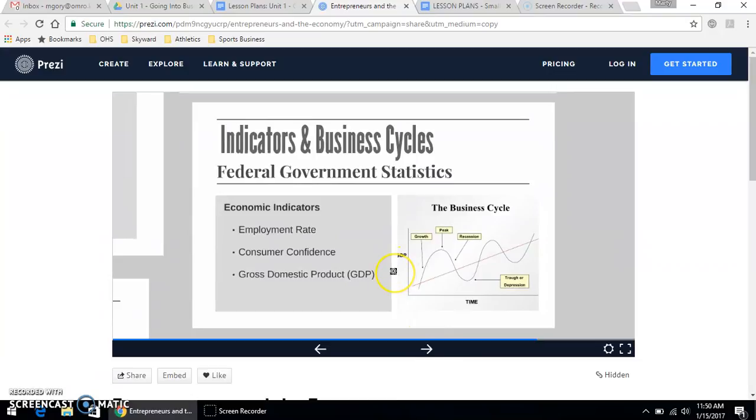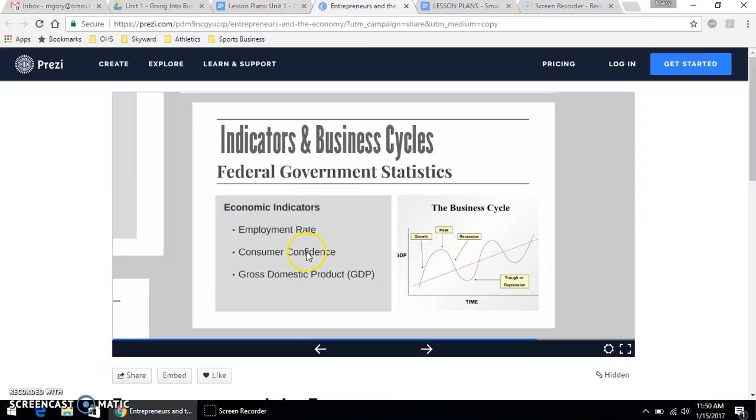Indicators in business cycles. Let's take a look at federal and government statistics. Over here on the right, this graph indicates a business cycle. Once a product gets put on the market, there is a growth phase. It will then peak out, then begin to recess, and then it'll end up becoming a depression. And then the cycle will continue to repeat. The thought process here, if you are a business owner, is to reduce the peaks and valleys. If you can do that, you're going to have a much steadier flow of business and be able to provide products that meet demand and be as profitable as possible.